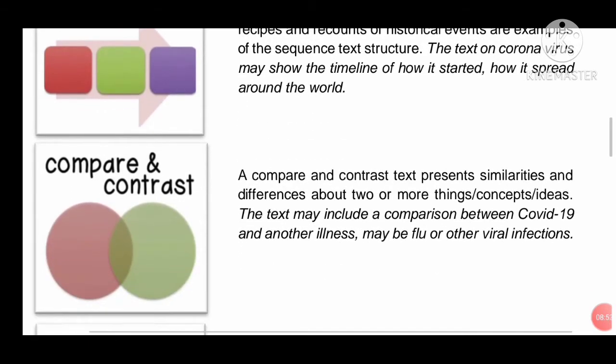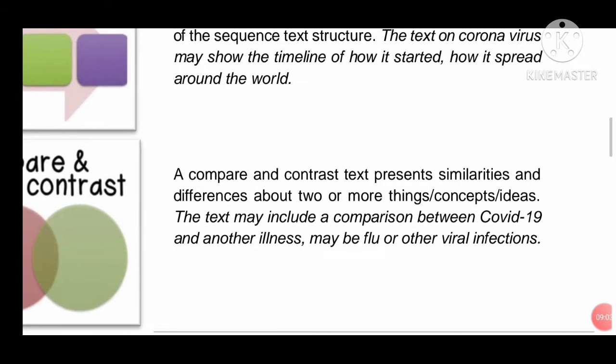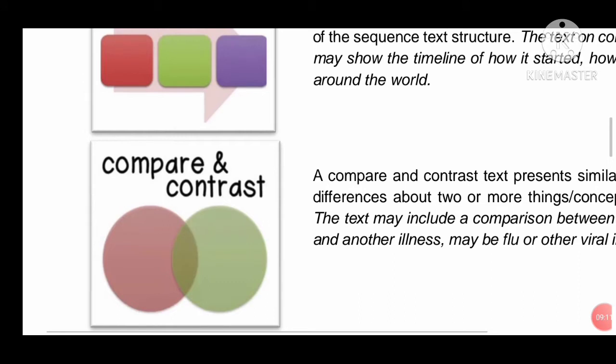Next, compare and contrast. A compare and contrast text presents similarities and differences about two or more things, concepts, or ideas. The text may include a comparison between COVID-19 and other illness, maybe flu or other viral infections. So, compare and contrast, very simple. If you're going to write an expository text having a compare and contrast structure, we just need to compare the novel coronavirus from other diseases. Okay? So we must mention the other diseases that are related to coronavirus.